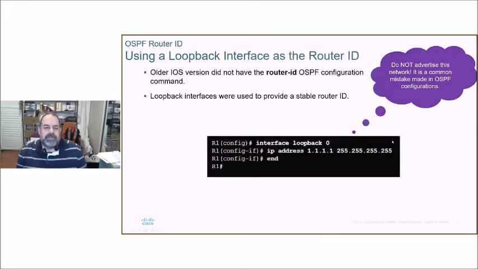Okay, now using a loopback interface as a router ID, older iOS versions did not have the router ID command, and so it used to use a loopback. So you can just create interface loopback 0, give it an IP address of all the ones, and a 32-bit mask, a host address basically. So you wouldn't advertise it as a network.